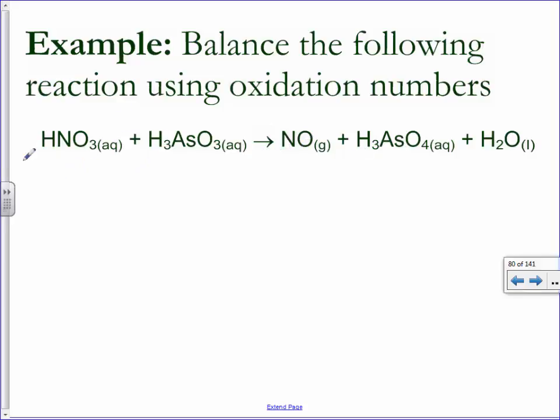So let's do oxidation numbers. What's the oxidation number of a hydrogen? +1. What's the oxidation of oxygen? -2. Okay, so let's work backwards. Based on that logic, what's the oxidation number of nitrogen need to be?